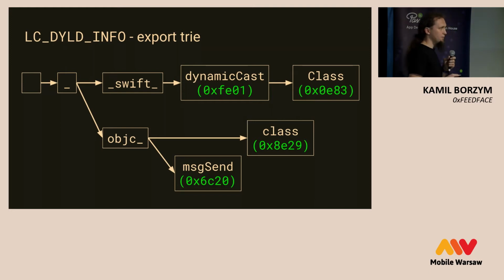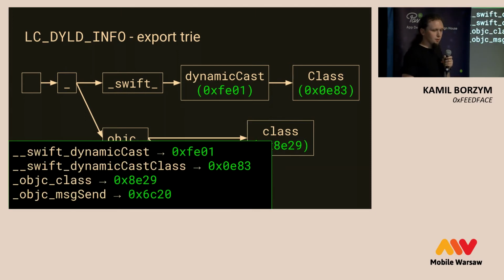So imagine some executable that would like to call any Objective-C method. This executable would probably need the Objective-C message send function. So during the app startup, the dynamic loader would look from the root of this trie via underscore objc underscore msgSend, and it would say, okay, here is the pointer to the function that the executable needs.